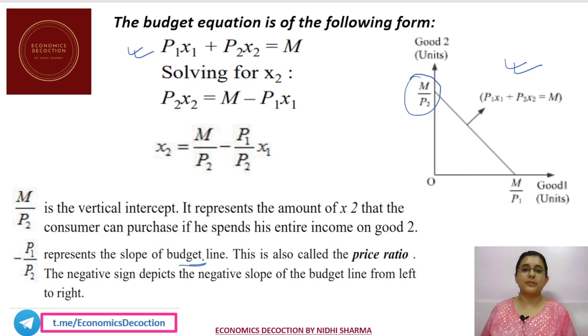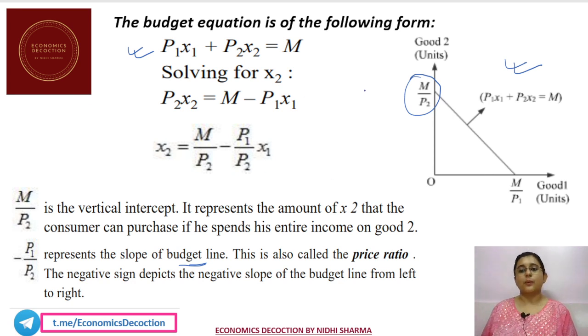So the slope of the budget line is represented by the negative of the price ratio, that means minus P1 by P2. This is also called the price ratio. The negative sign depicts the negative slope of the budget line from left to right. So you must be wondering, why have we put the negative sign before the price ratio? The negative sign basically denotes the negative slope of the budget line. As you can see, this budget line is downward sloping. That's why the slope of this budget line is minus P1 by P2.